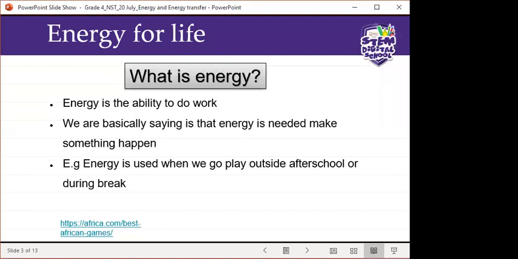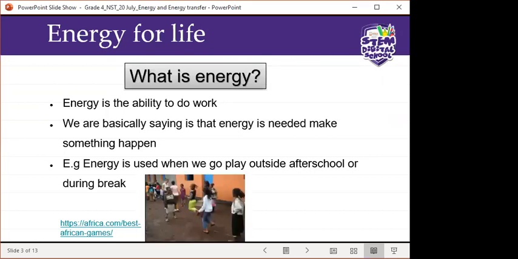Okay, so we have an example here that is saying that energy is used when we go play outside after school or even during break. Right, so here we have just a nice picture of kids playing. And in order to do that, energy is required. Okay, so I see a hand, and Malik says energy is something you can build by running and work out. Okay, so when you run and work out, we are building strength, but we are using energy.